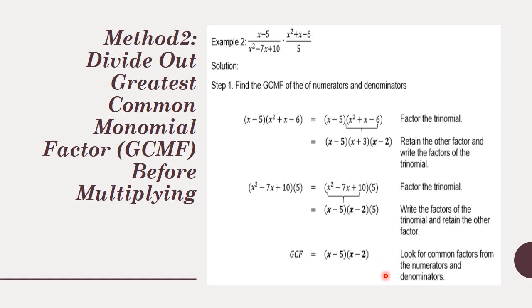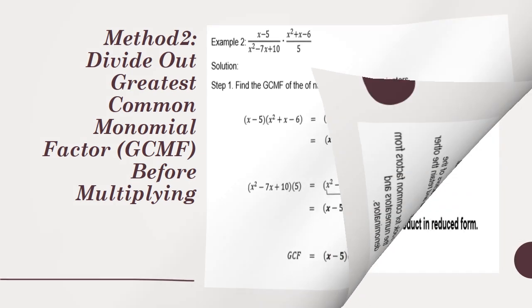So look for the common factor from the numerator and denominator. The common factors of the numerator and denominator are x minus 5 and x minus 2. So x minus 5, x minus 5, x minus 2, x minus 2. So this is the GCF of the numerator and denominator.